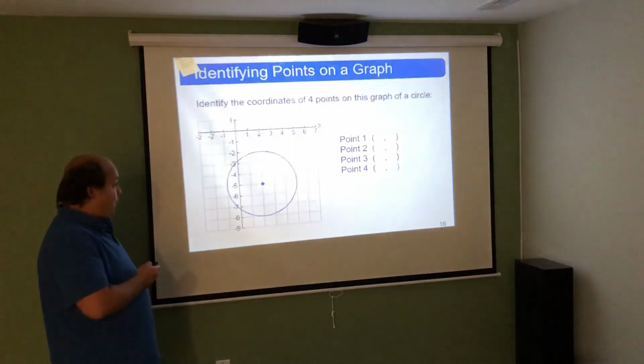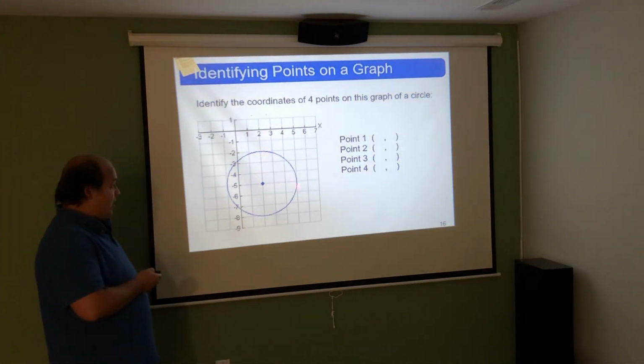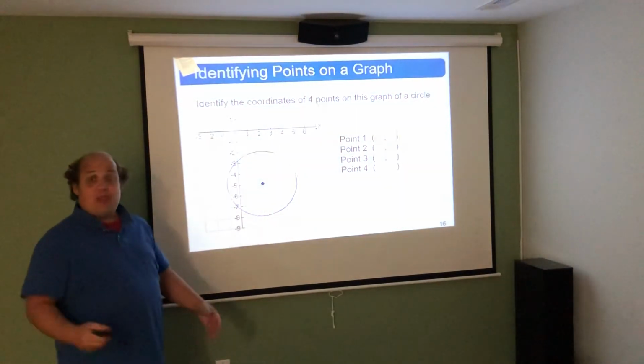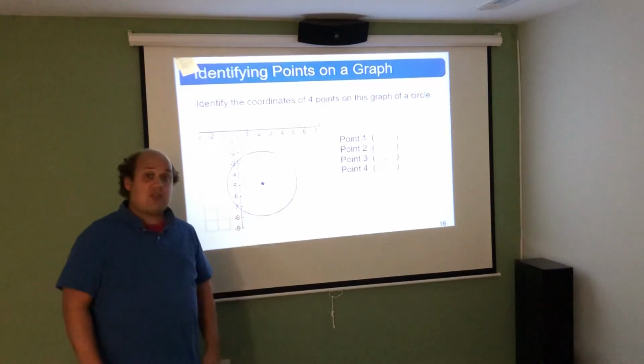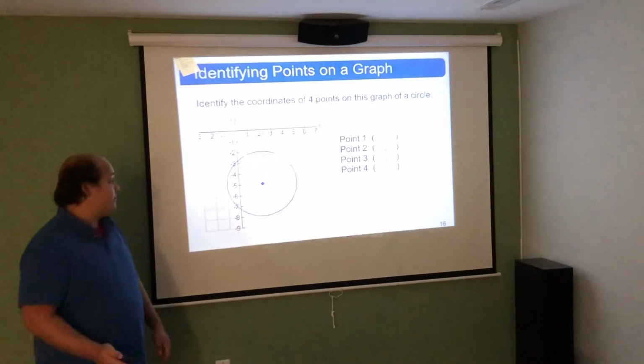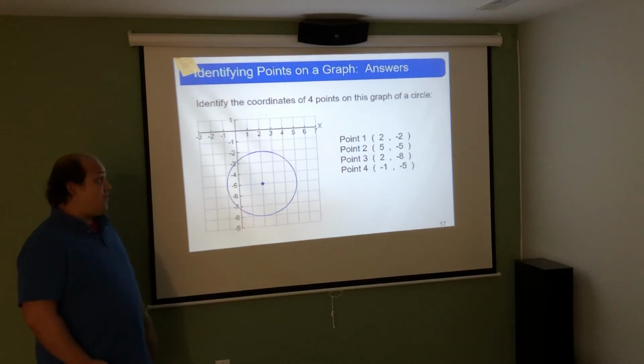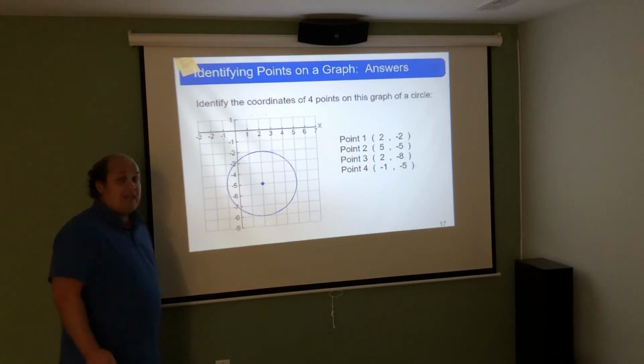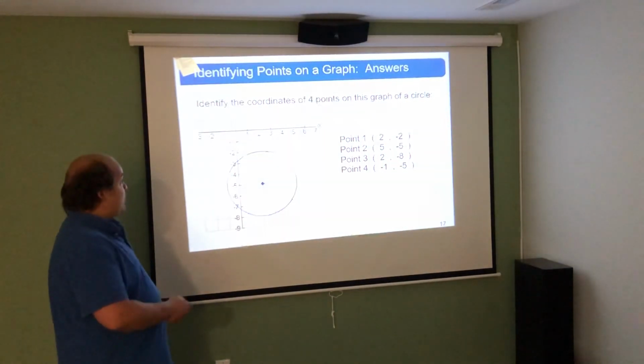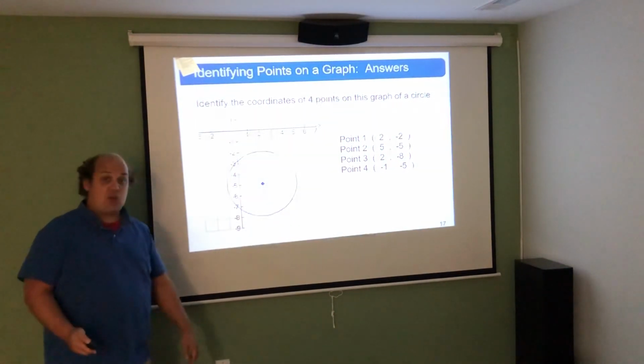Really, I chose these 4 points because they happen directly where 2 lines cross, so I get 2 whole numbers out of these. The ones that you're asked in homework, they'll give you one of the 2 coordinates and you just have to identify the other coordinate. So there are the answers: (5, -5), (2, -8), and (-1, -5), which correspond to the 4 points that we found on the circle.